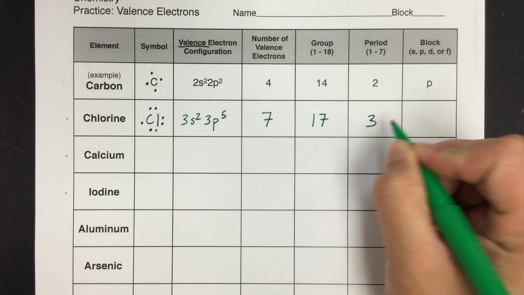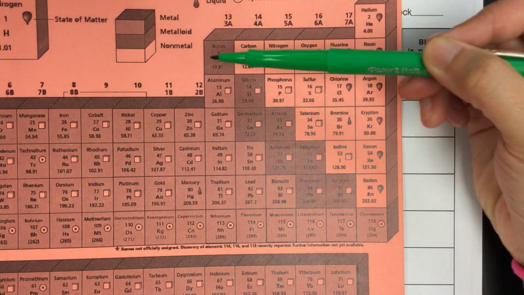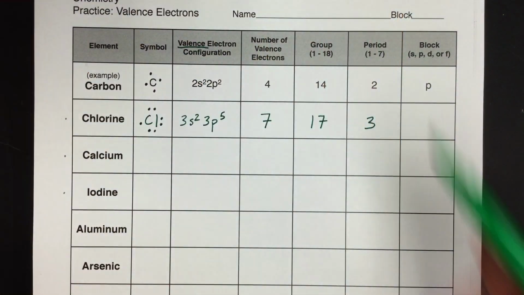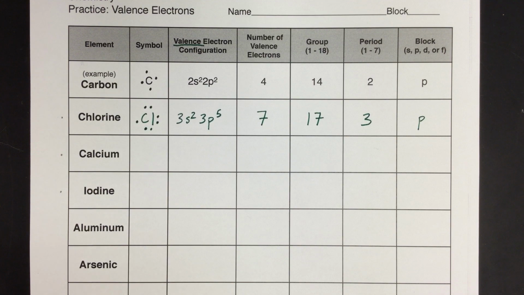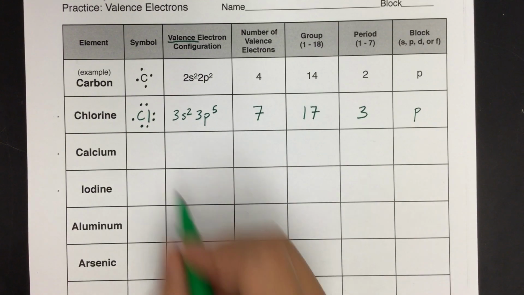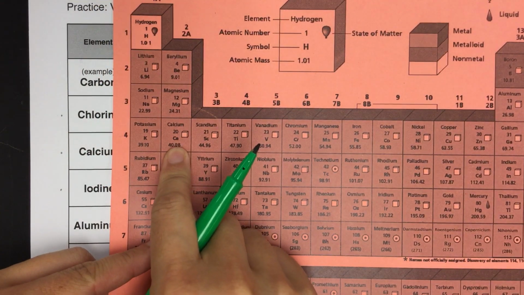And then the period is period 3. And then we also mentioned this. Which block is it in? This whole block here is the P block. Okay, so chlorine is in the P block. That's the first one. Okay, let's move on to calcium here. The symbol for calcium, we have Ca.